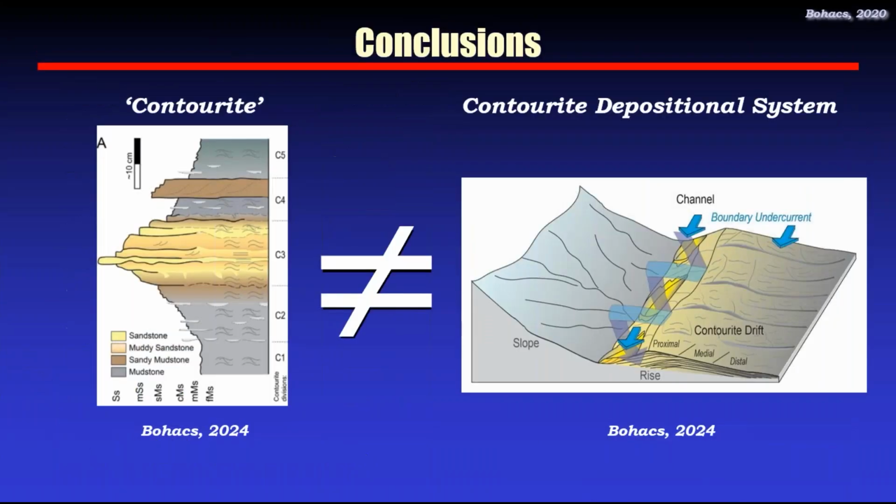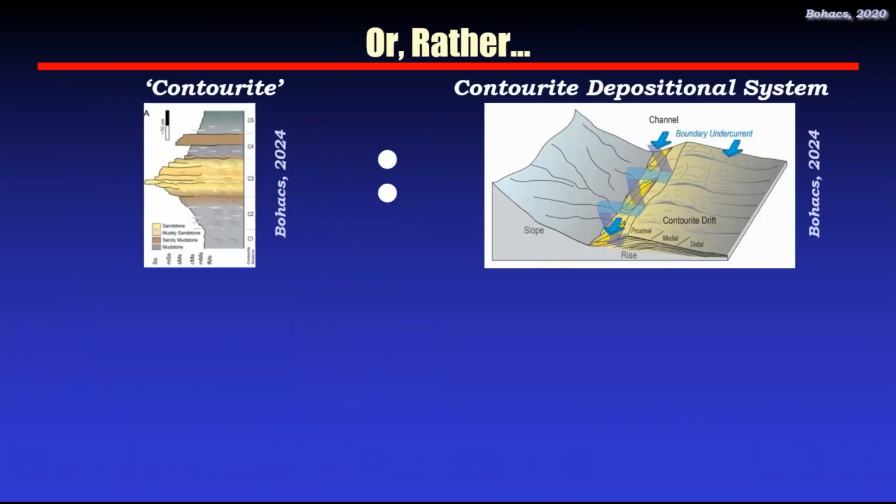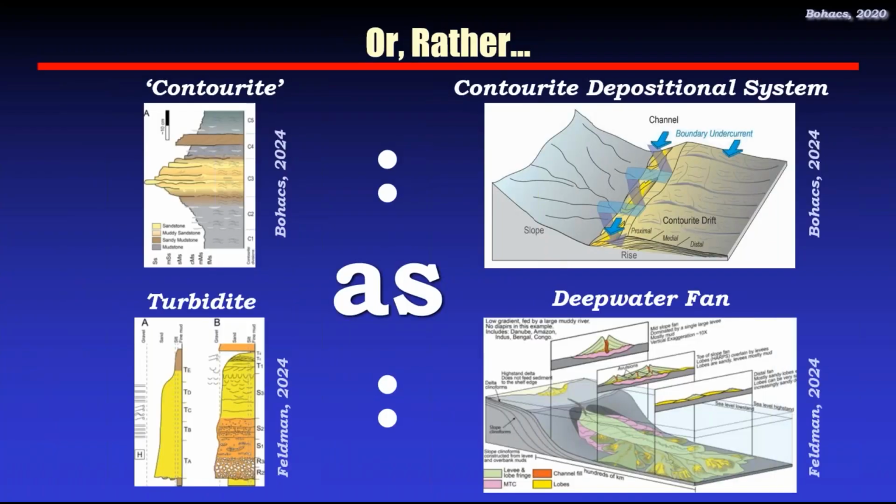That was a lot to cover in a short time. Let me bottom line it for you. Contourites do not tell you everything you need to know about contourite depositional systems, just as turbidites do not tell you everything you need to know about deep water fans. Or rather, contourites are to contourite depositional systems as turbidites are to deep water fans, potentially common in some parts, but not the whole story.